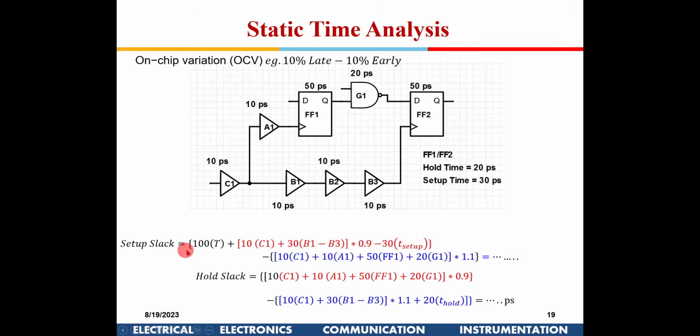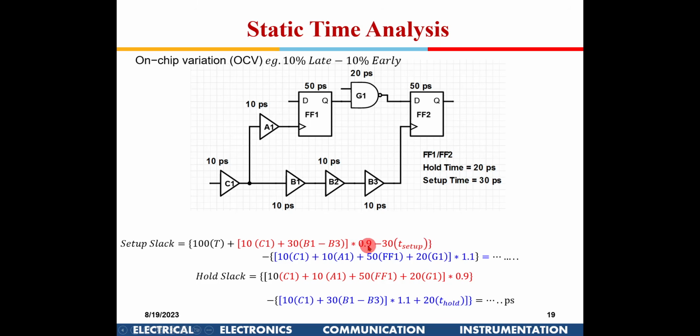So in that case, in the setup path, this is the way this data is going, right? So for a worst case scenario, I will assume that this is getting delayed. And I will say in the clock, this is going faster. So I will reduce the delay in the clock path and increase the delay in the data path by 10%. Now if you see here, 10 into C1, plus these 10, this entire thing I am going to multiply by 0.9.